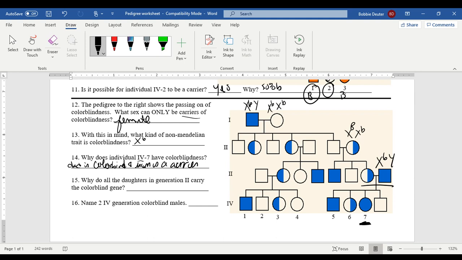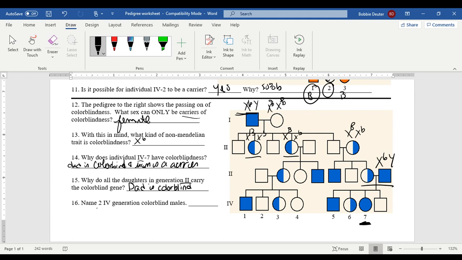Why do all the daughters in generation 2 carry the colorblind trait? Well, that's easy. Dad is colorblind. And so what happens, for them to be female, they have to have 2 X's. We get one from mom. Mom was recessive. Well, dad's colorblind. So the only X that dad can give you is dad's colorblind X. I apologize. I have these as dominants instead of recessives. Okay. And so dad has to give one colorblind. So if your dad is colorblind and you're female, you're a carrier. You just are. You have to be. Because that's the only X he can give is a colorblind X.